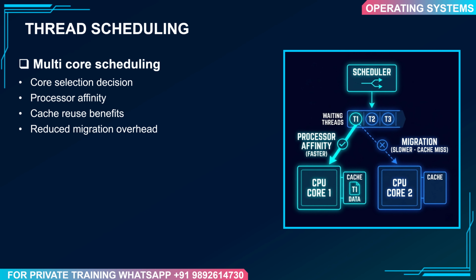On multi-core systems, scheduling becomes even more interesting. Now the scheduler must decide not only which thread runs next, but also on which CPU core it should run. This is called processor affinity. Sometimes it is better to keep a thread on the same core it ran on before, because its data may still be in that core's cache. Moving it to another core may slow things down. Modern schedulers take this into account.